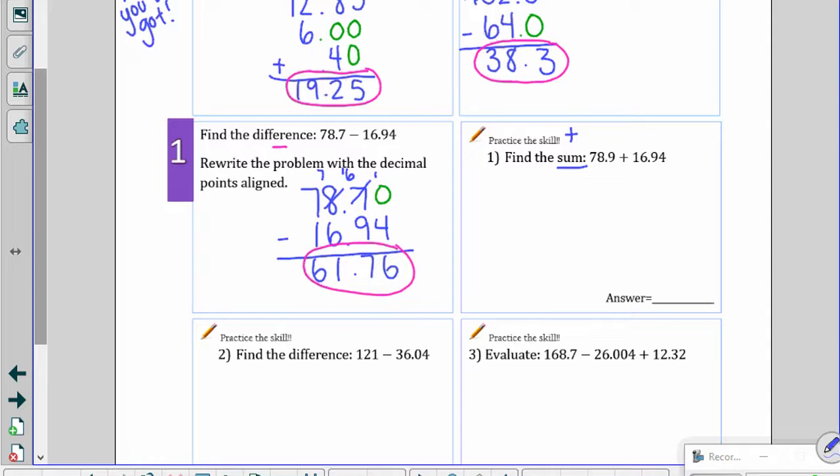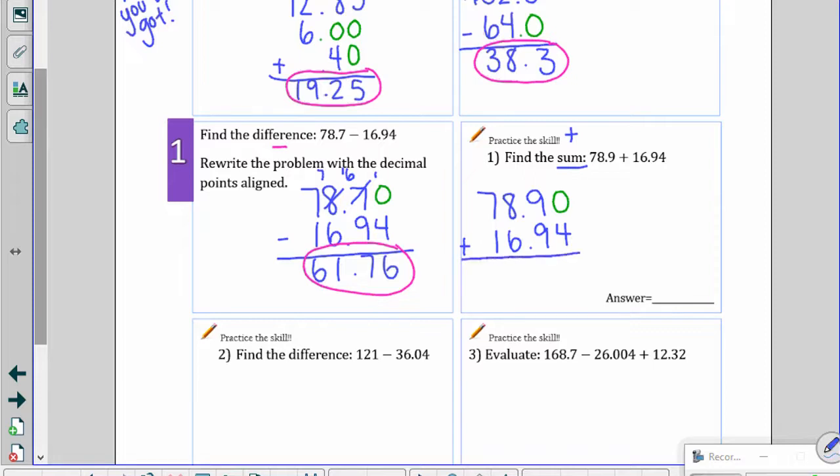So we have 78 and 9 tenths plus 16 and 94 hundredths. I'm going to put in my 0 just as a placeholder in order to add these together.